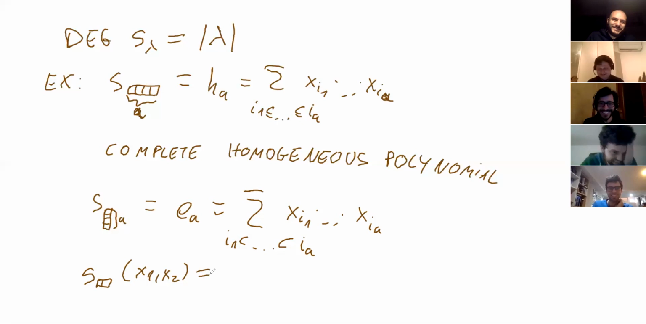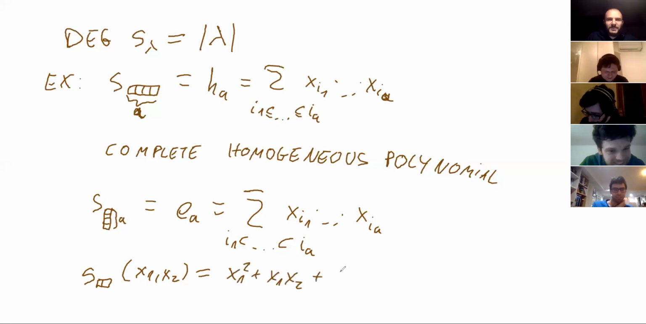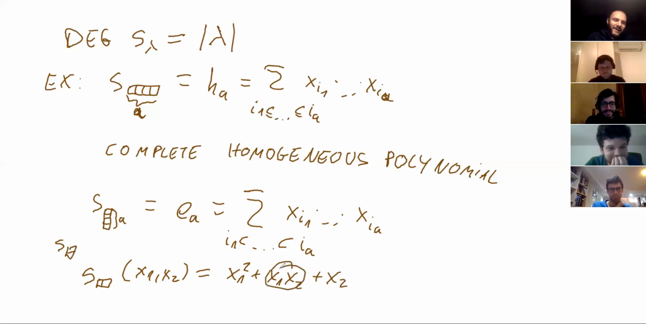Alessio, then you maybe. You get x1 squared plus x1 x2 plus x2 squared? Exactly, yeah. And if I change this to the column, then only this one would survive, because x2 squared, okay.